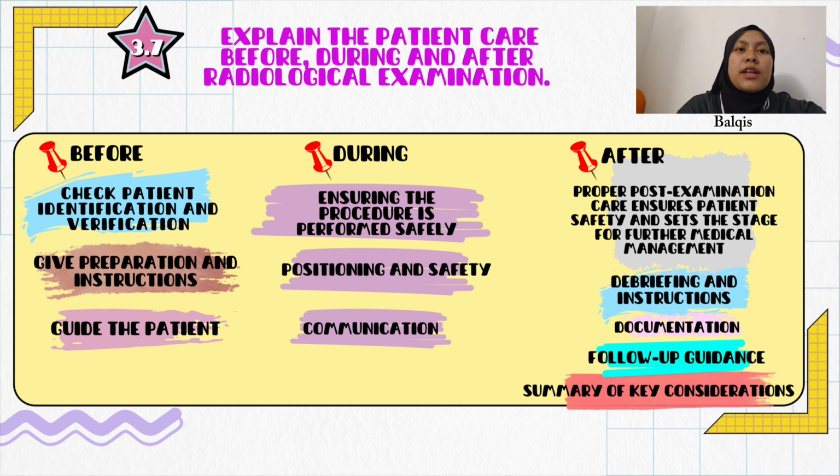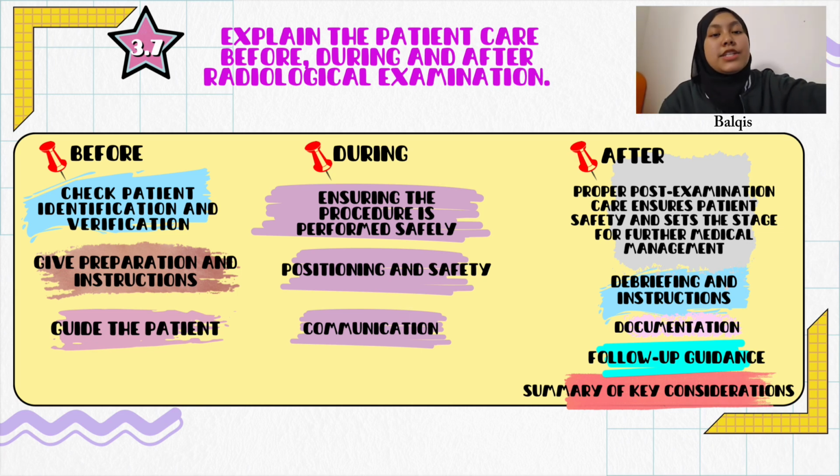Radiographer should give preparation and instruction. For example, provide instruction on fasting, hydration, or contrast agent preparation if required. And then, radiographer must guide the patient to remove their jewelry, clothing, or other item that might interfere with imaging. Ensure the patient is physically prepared.